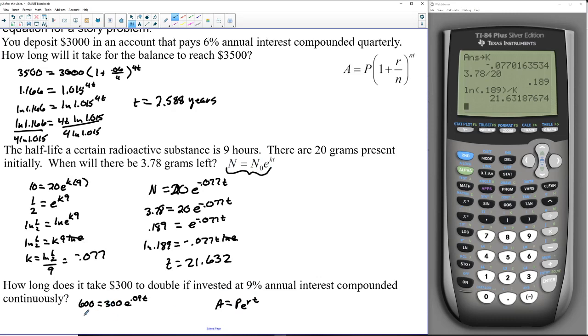So let's divide by 300. That's 2, equal to e to the 0.09t. And we take the natural log of both sides. The natural log and e will cancel each other out, so that's 0.09t. So t is the natural log of 2 divided by 0.09. And we get 7 and some change. So t is equal to 7.702, and that is years.